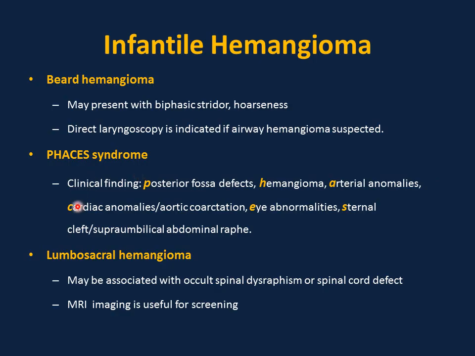PHACES syndrome, clinical findings here: posterior fossa defects, hemangioma, arterial anomalies, cardiac anomalies, aortic coarctation, eye abnormalities, sternal cleft, supra-umbilical abdominal raphe, which is a white or light-colored ridge of tissue between the umbilicus and the sternum. Lumbosacral hemangioma may be associated with occult spinal dysraphism or spinal cord defect. So for any hemangioma in the lumbosacral area, the child must have MRI imaging to screen for this association.